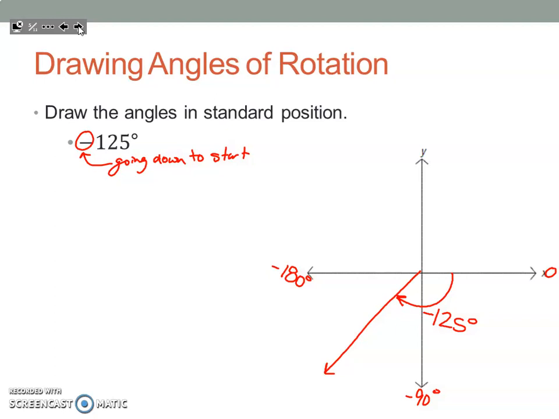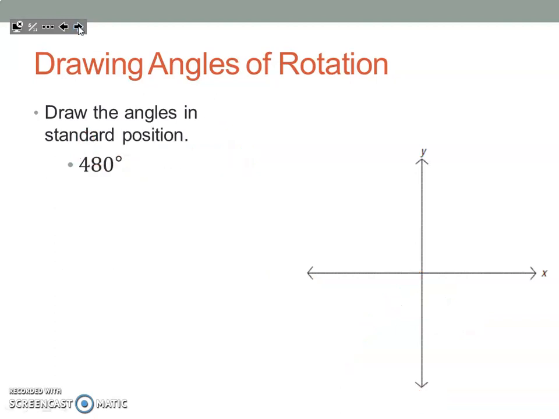So then the next one that we want to do would be, whoops, we've got 480 degrees. That's a pretty big number, right? Some of you guys might look at 480 and be like, okay, I know for a fact that 480 is going to be more than a full rotation, because I remember that a full rotation is 360. Okay, so 480 might be more than a full rotation.